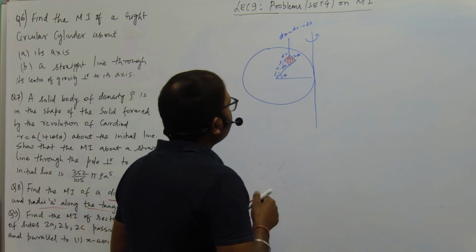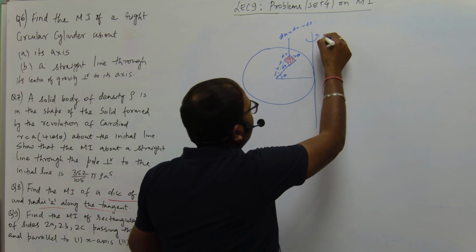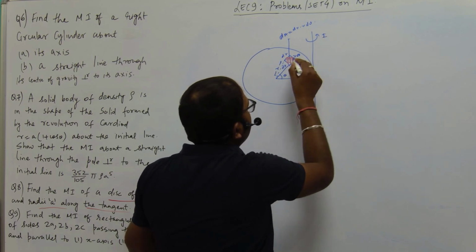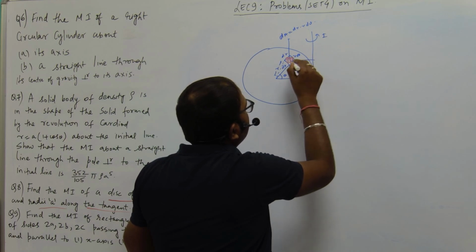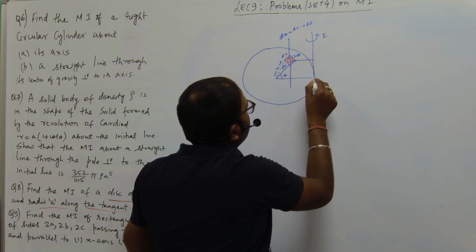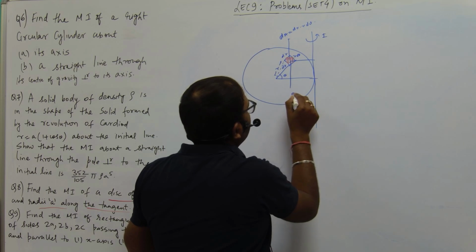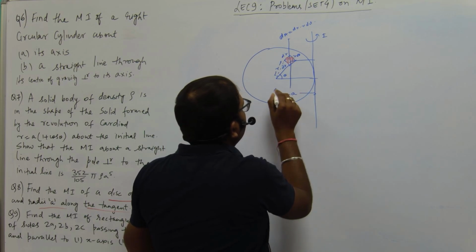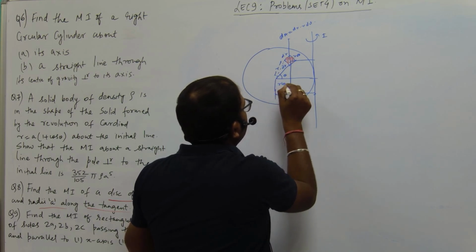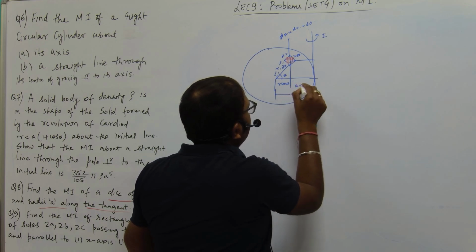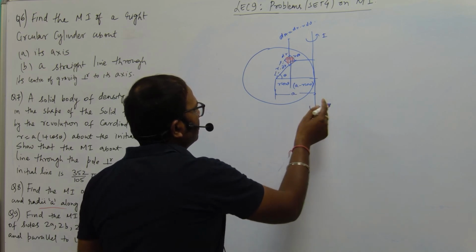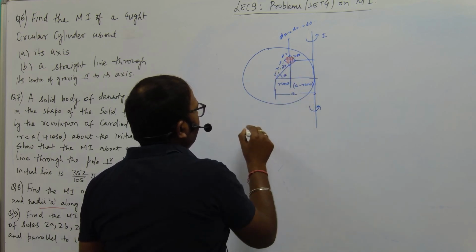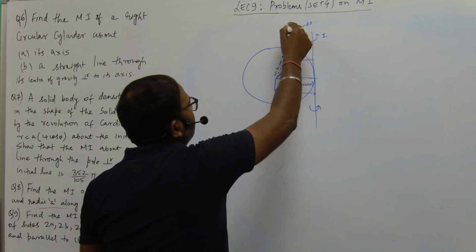Okay, so we have to find the moment of inertia about this axis. So the distance of this elemental area from this axis is this distance. So this is the whole distance a, and this is r cos theta. So this will be a minus r cos theta. Okay, so what will be the moment of inertia about this axis? So we have the value of dA as this one.